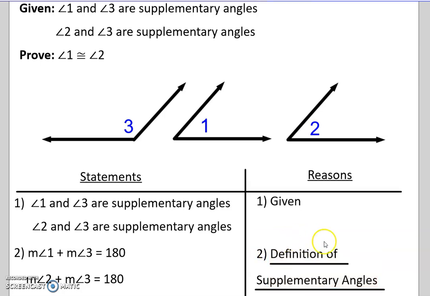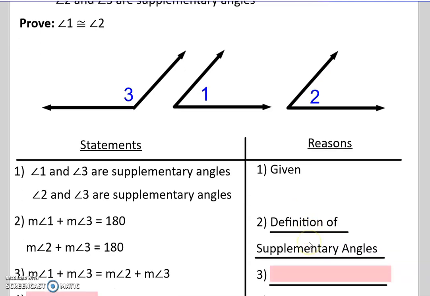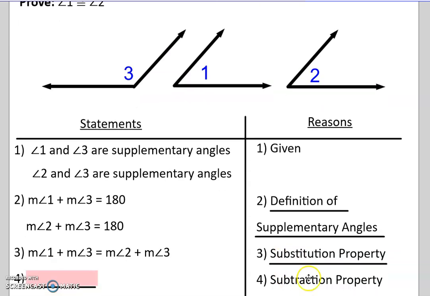I'm basically just using the definition of supplementary angles. That's my reason. 1 plus 3 gives me 180. 2 plus 3 gives me 180. Definition of supplementary angles. My third statement, I have to fill in the blank here. What did I do? Why could I do this? Substitution, right? They both equal 180, so I could set them equal to each other. That's called substitution.